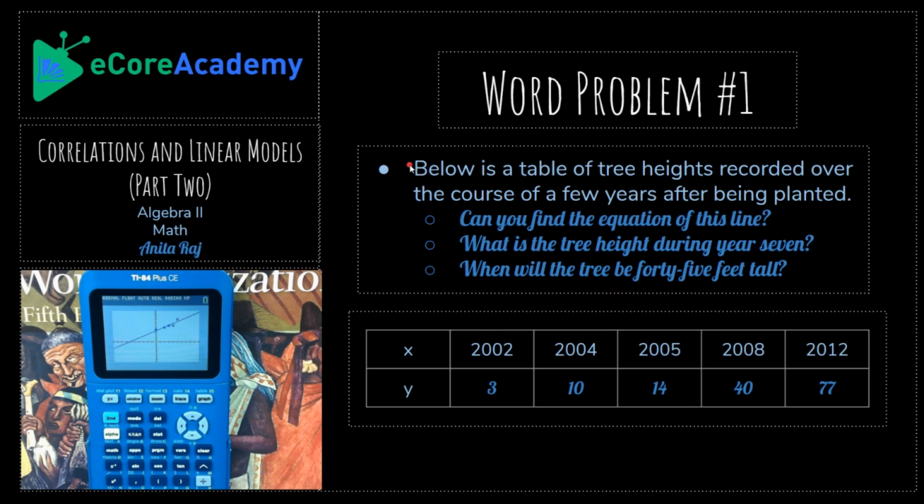Below is a table of tree heights recorded over the course of a few years after being planted. Can you find the equation of this line? What is the tree height during year 7, and when will the tree be 45 feet tall?